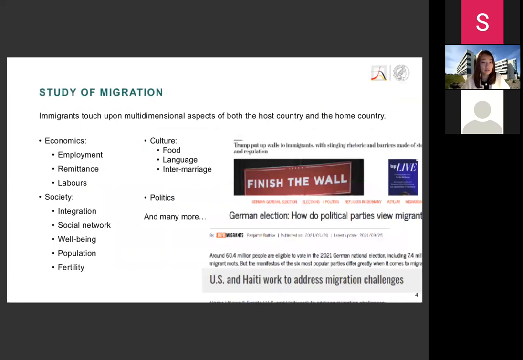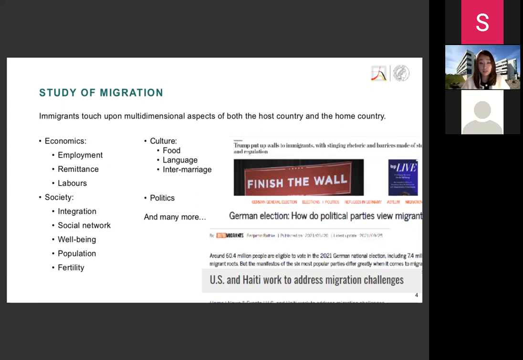All right. So studying migration is important because migrants touch upon multidimensional aspects of both the host and the home countries. We know that immigrants search for new opportunities in the host countries, which means that economically speaking, both migrants and natives are concerned about employment. Once migrants find a job, they could also be sending money back to their home country, meaning remittances.